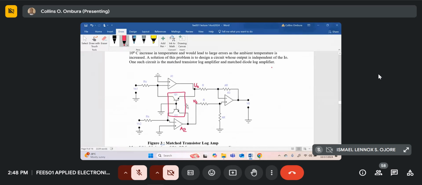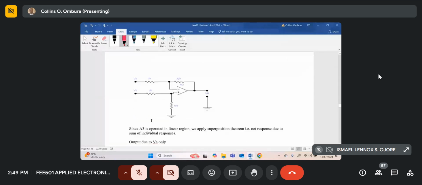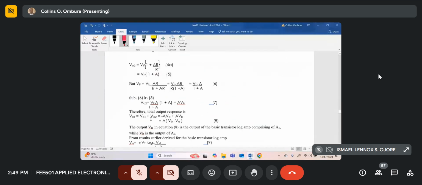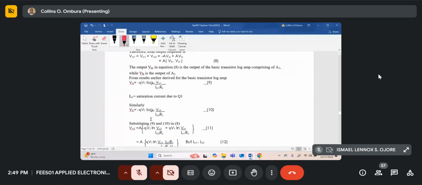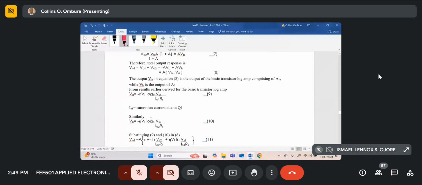Remember, this was our circuit. We have just gotten the total output as a result of VA, the input here, and VB. But VA is the output of this log amp comprising of A1, and VB is the output of this other log amp. It comprises of A2 and transistor Q2. So now we can get the response of the whole circuit in terms of VS1 and VS2.